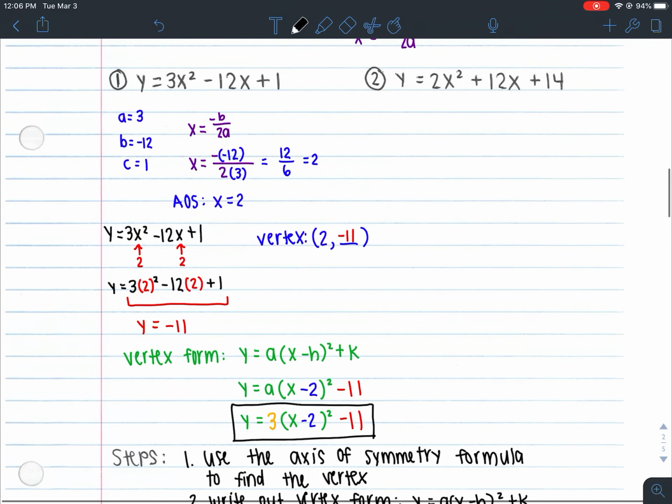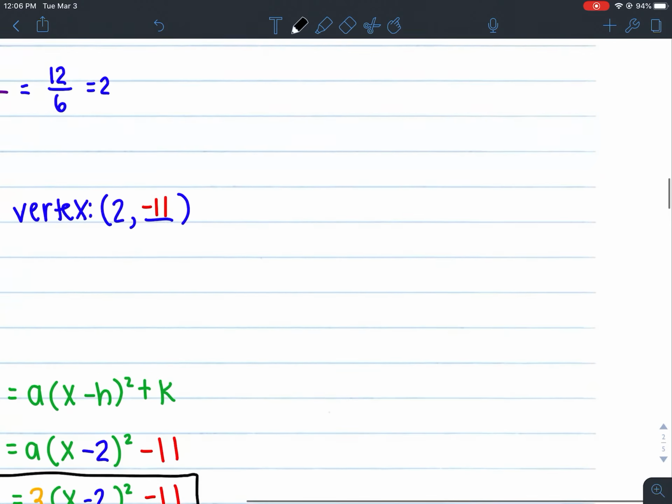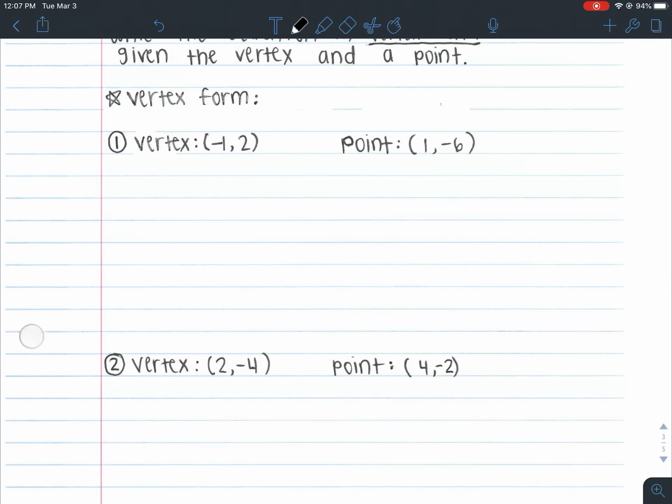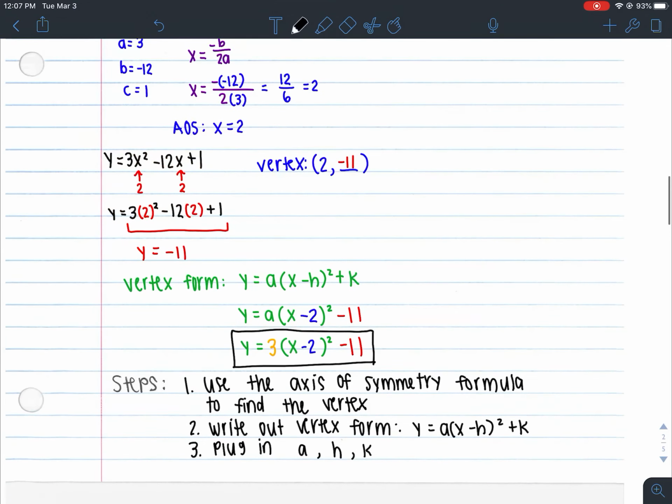So we're going to use these steps to do the second one. After I finish the second one here, I am going to stop the video and do the last page in a separate video, just so that the video isn't too long.